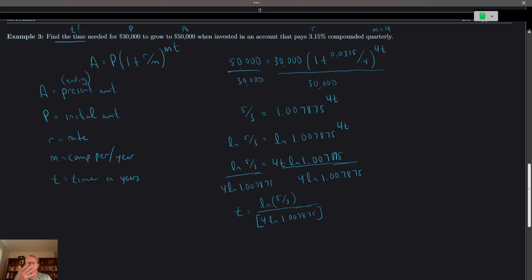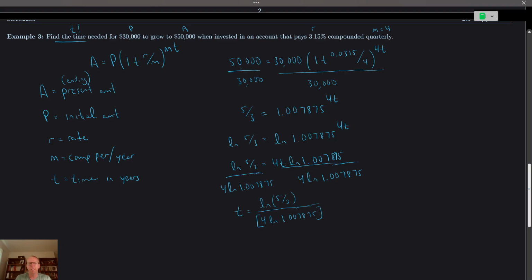And so, like I said a minute ago, it's a good idea to have an idea of what your answer should be. In this case, it's a little bit tricky. I wouldn't bet on getting a big value for t, meaning t is probably not going to be hundreds of years or thousands of years. It's probably going to be somewhere between 10 and 30 years.